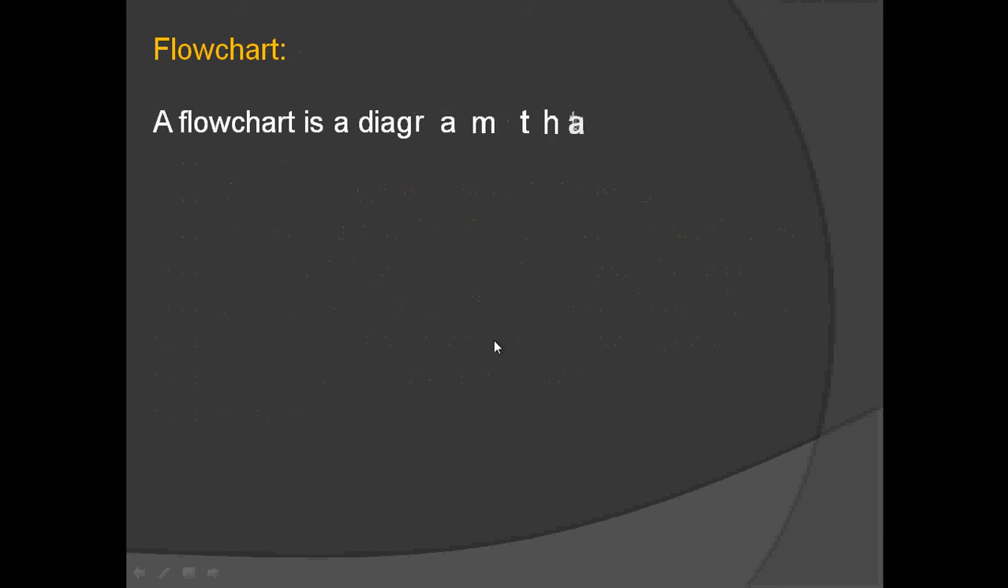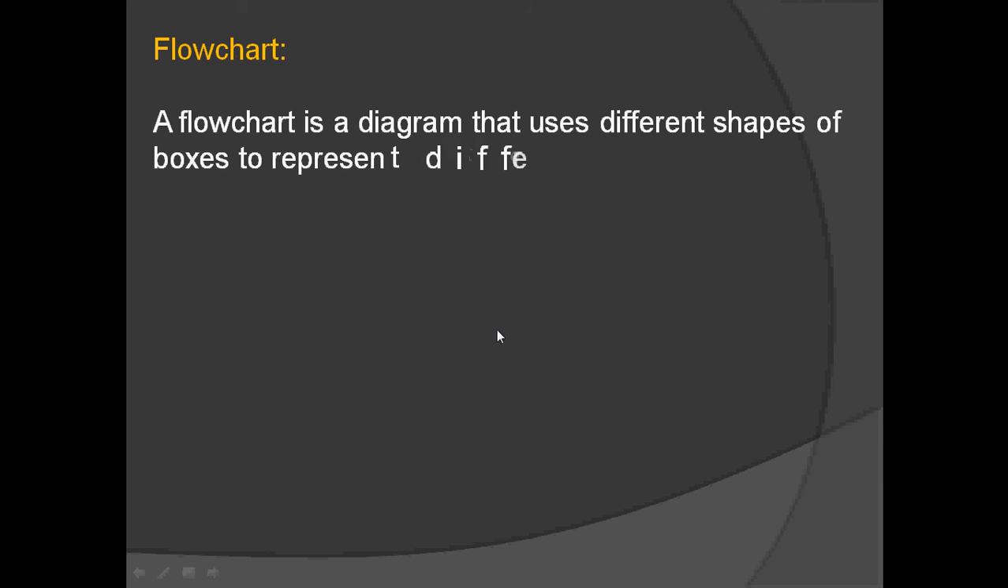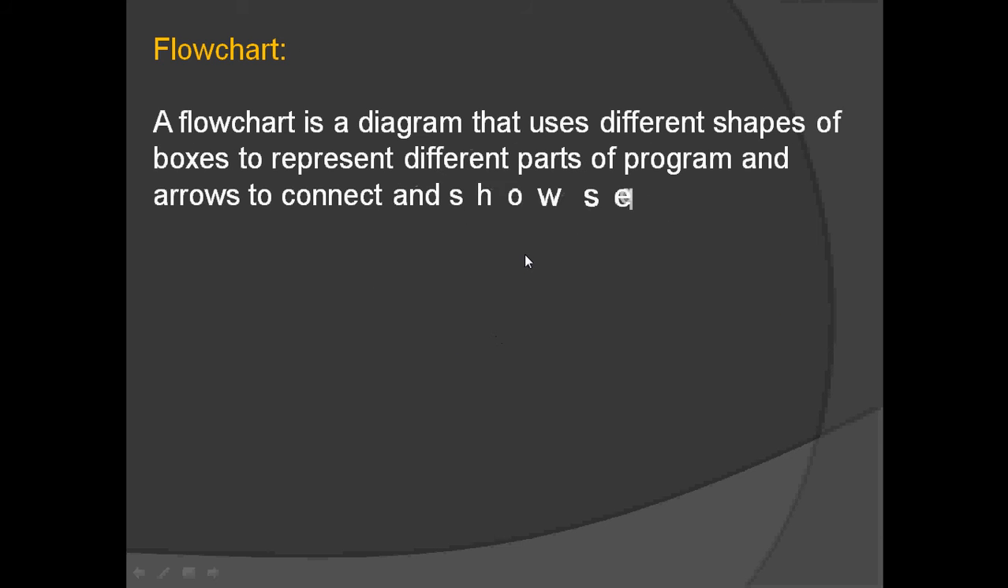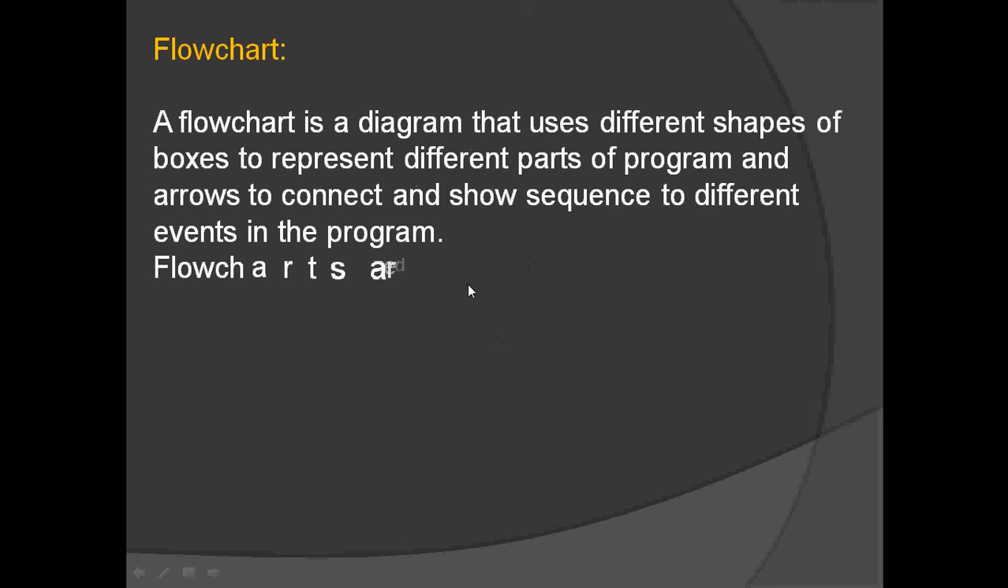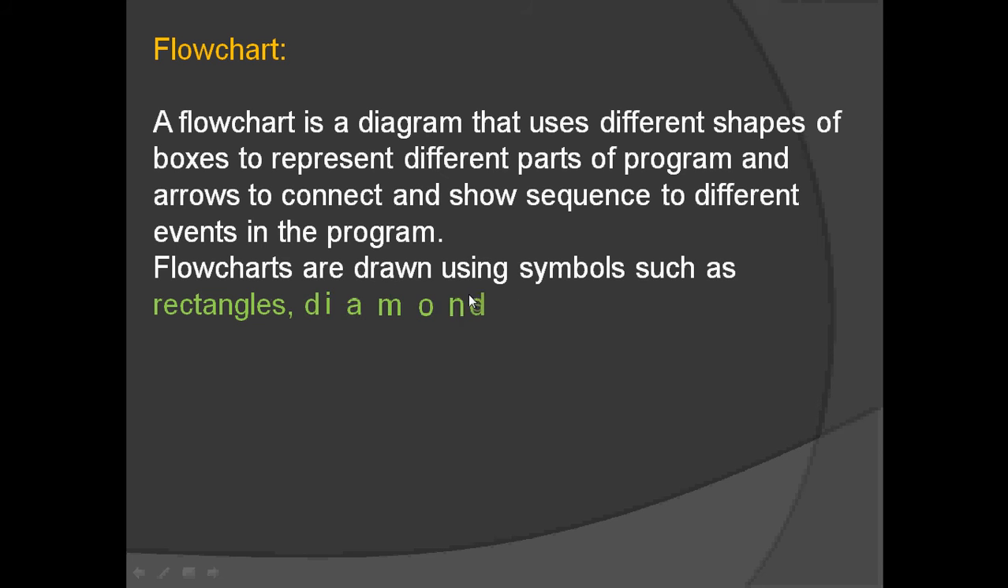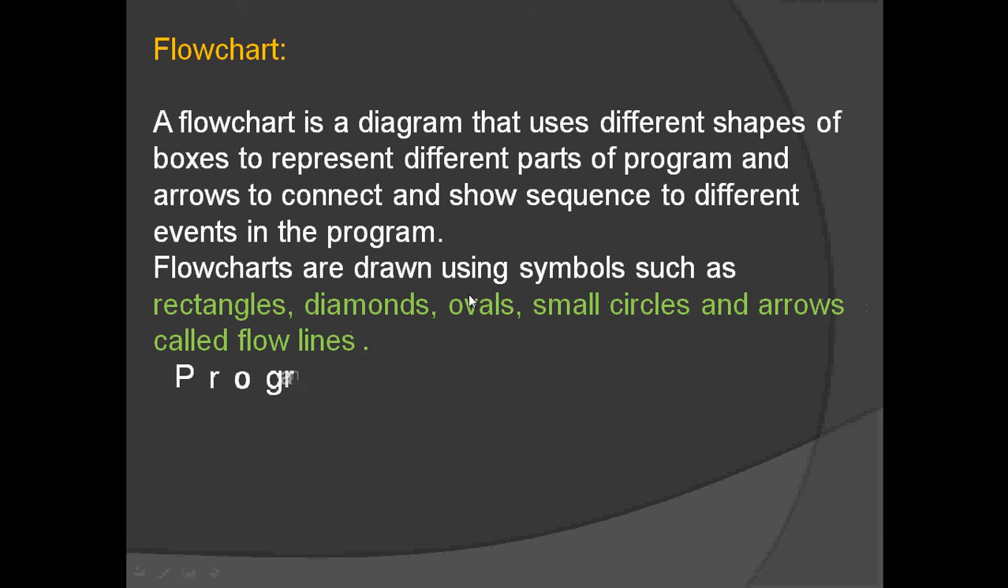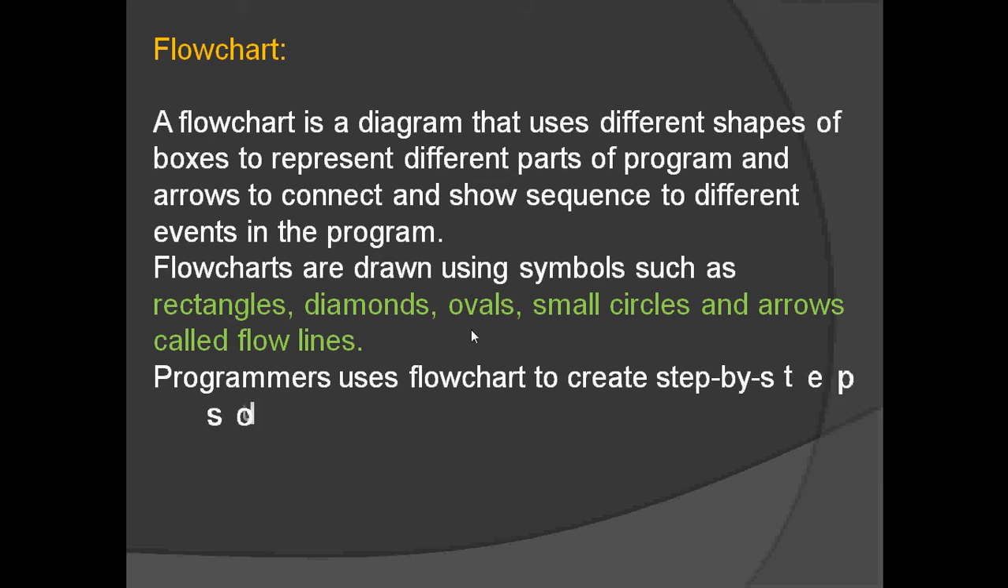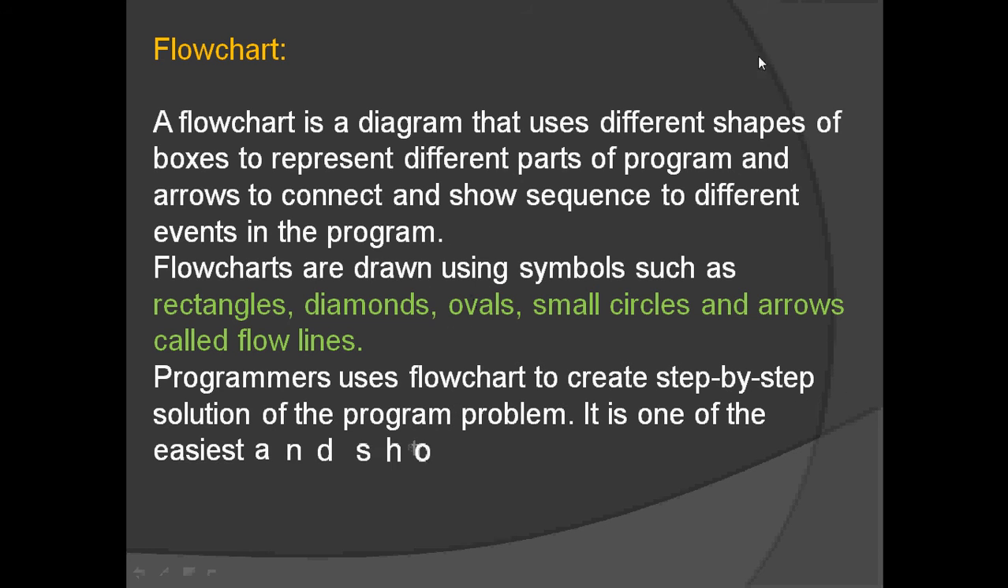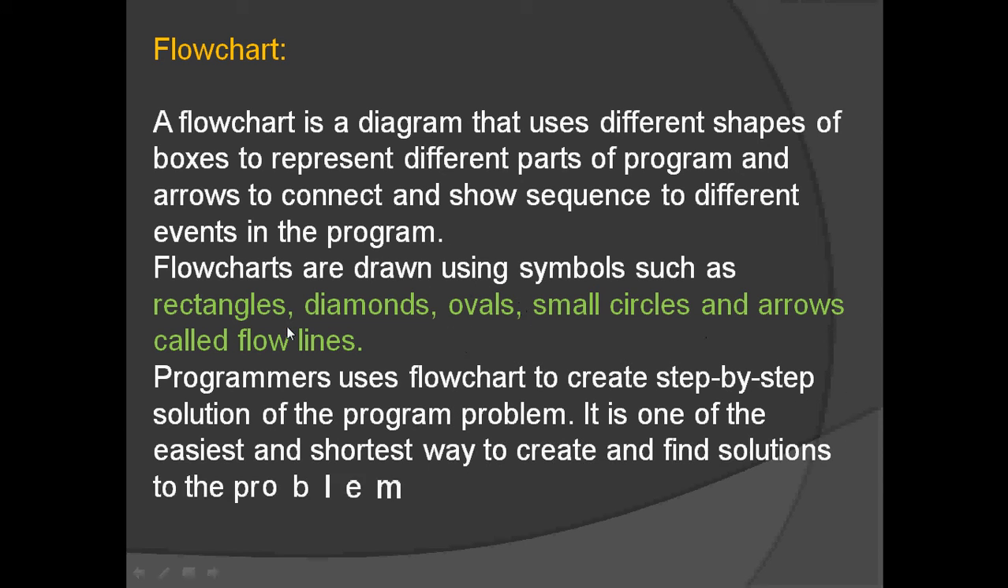Now, flowcharts. A flowchart is a pictorial diagram that uses different shapes of boxes to represent different parts of the program and arrows to connect and show the sequence of different events in the program. So flowcharts are drawn using symbols such as rectangles, diamonds, ovals, small circles, and arrows. Arrows are called flow lines, that is, direction arrows are called flow lines. Programmers use these flowcharts to create a step-by-step solution of the program problem. It is one of the easiest and shortest ways to create and find solutions to the problem.